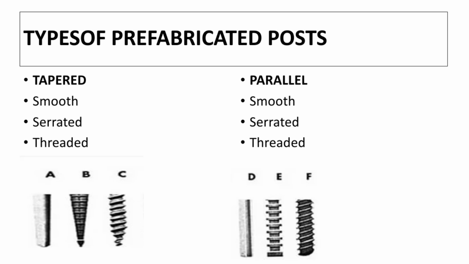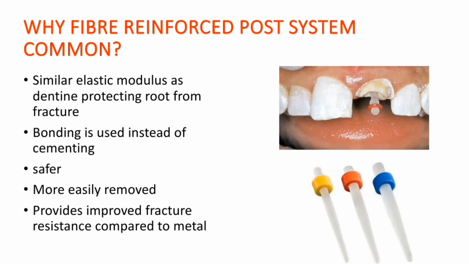The walls are parallel and tapered, but the design is different: smooth, serrated and threaded. Okay, now there's a question: which type is the most commonly used post and core system? The answer is that the fiber reinforced post system is commonly used.